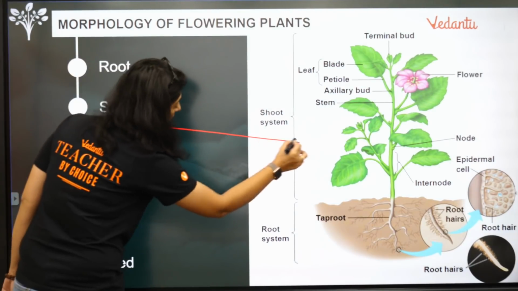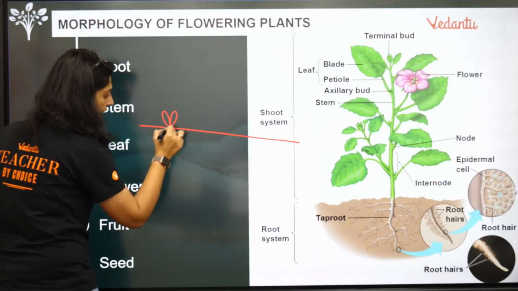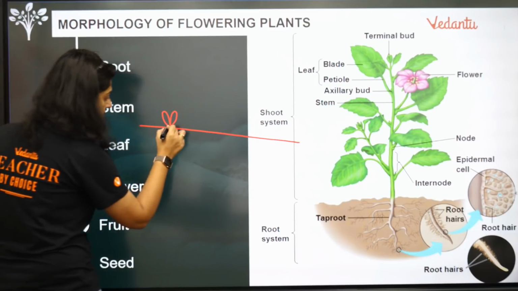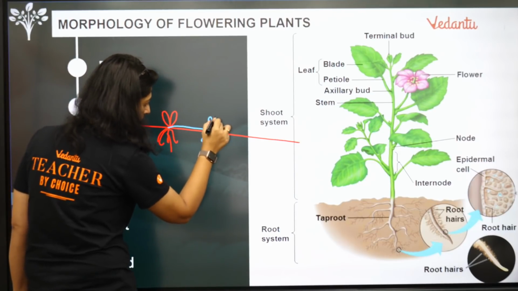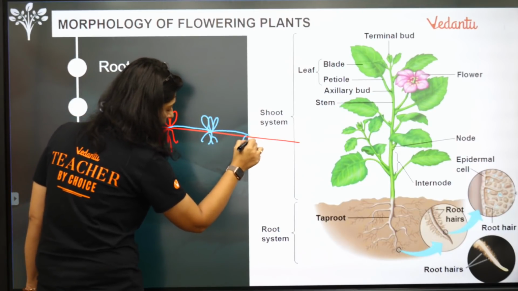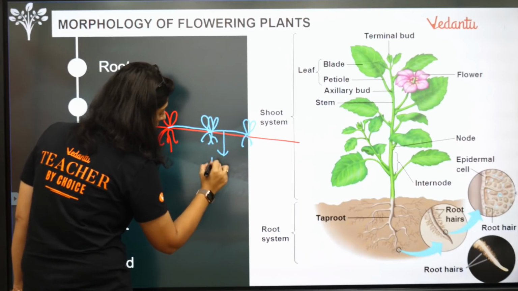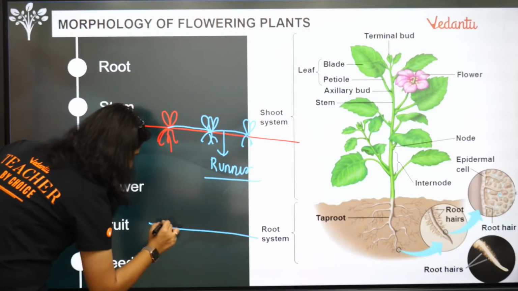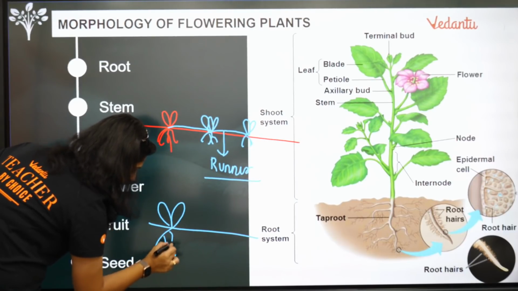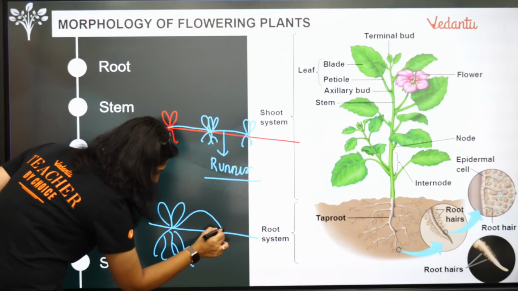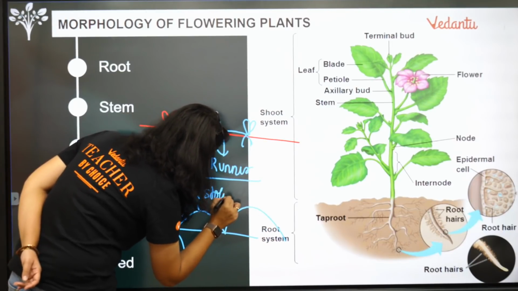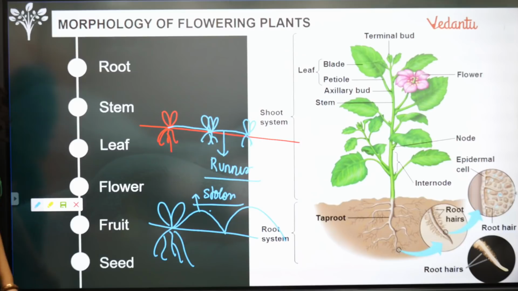If this is the level of the soil and this is grass, and it grows just above like this, then again one more plant, just above like this, one more plant. This is called a runner. If it goes up and then comes down like this, it is called a stolon. This happens in strawberry: stolons.